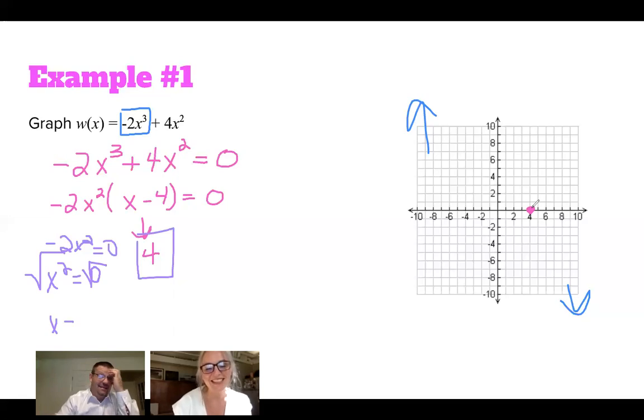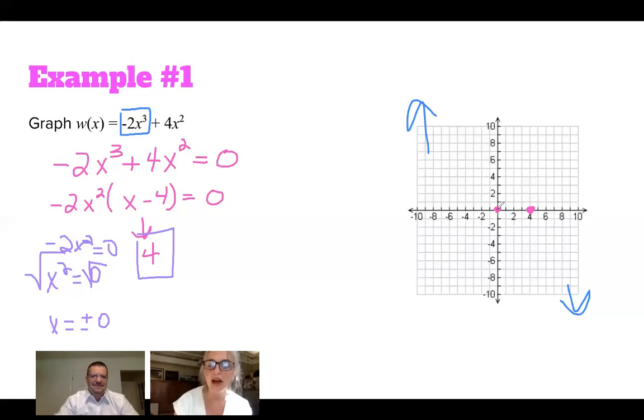So we get x equals plus or minus 0 here. What do you think about that, Mr. Bobby? So I've got to put a point at +0 and then another point at -0? Yeah, that makes sense. Okay, all right. Sounds like we have a multiplicity of 2 for the 0 that is 0.